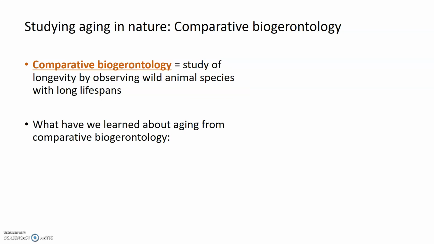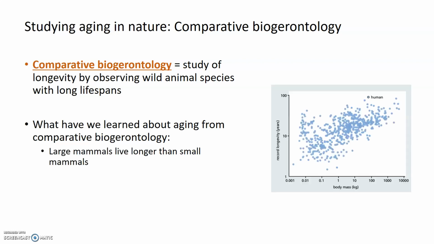And so we can also study animals in nature and make comparisons between long-lived wild animal species and humans. And so this is a field of study of longevity known as comparative biogerontology, where we look at wild animals with long lifespans and try to see what is conferring that long lifespan onto them so that we can think about how that might affect aging. And we've learned a couple of things about aging from studies like this.